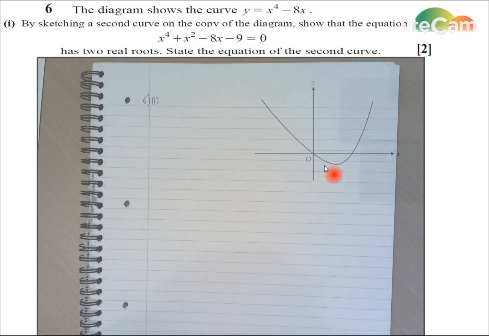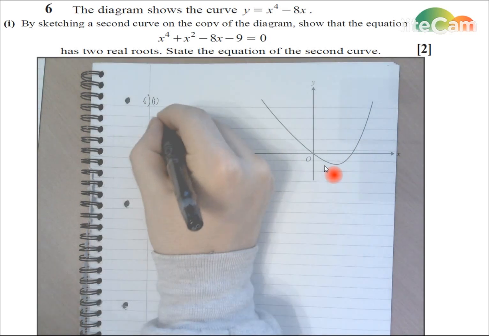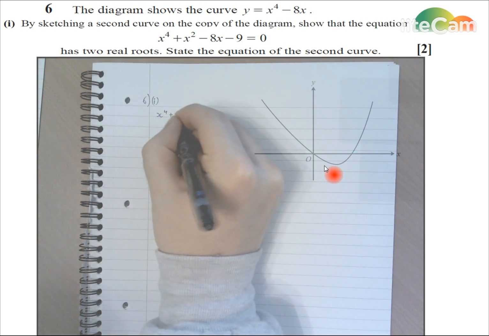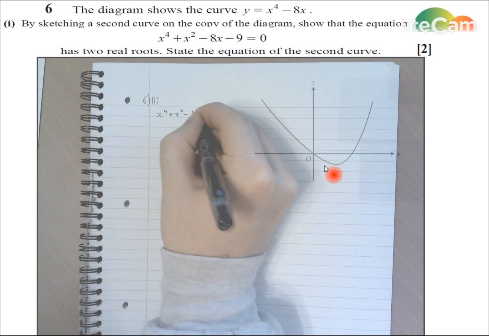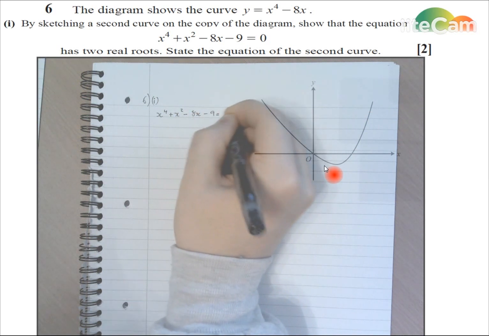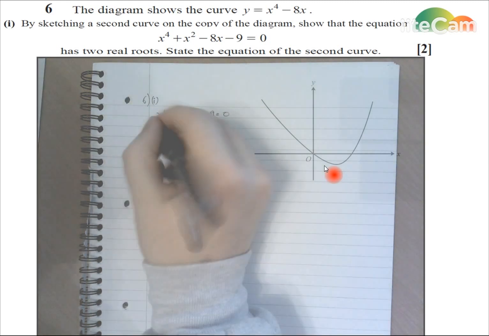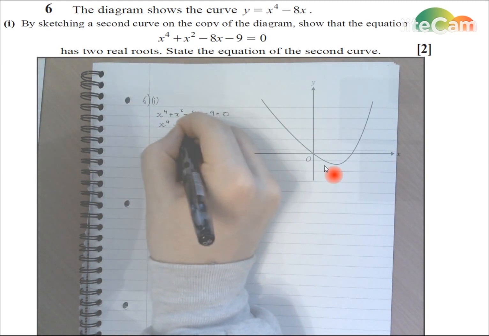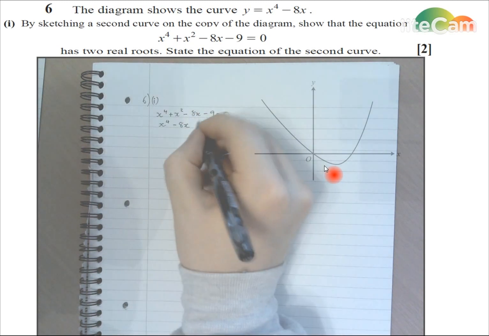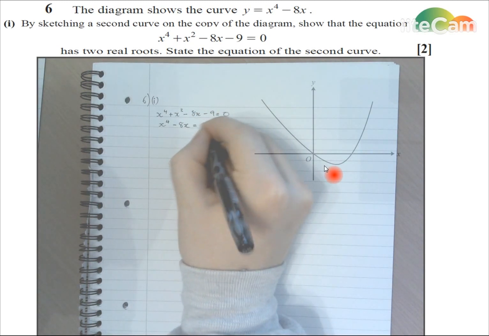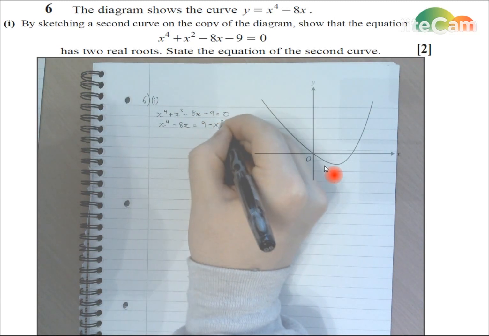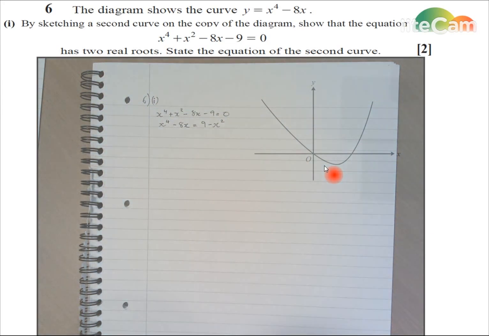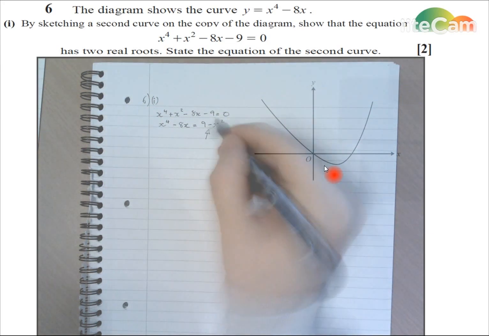Right, well, if we've got x to the 4 plus x squared minus 8x minus 9 equals 0, and we rearrange this, we would get x to the power 4 minus 8x on this side, which is what we started with, and on the other side we'd have 9 minus x squared. So the second curve that we're going to draw is this one here.